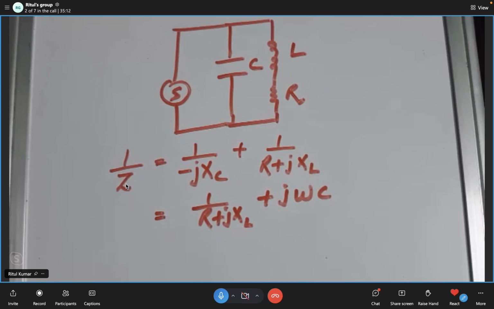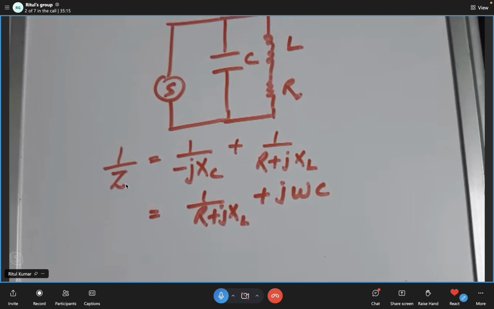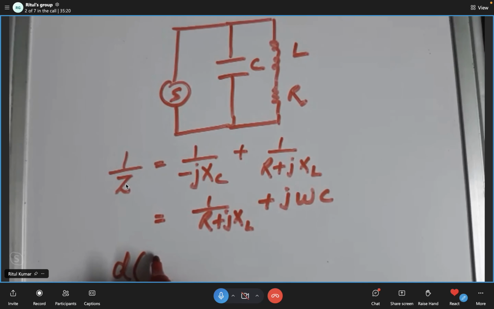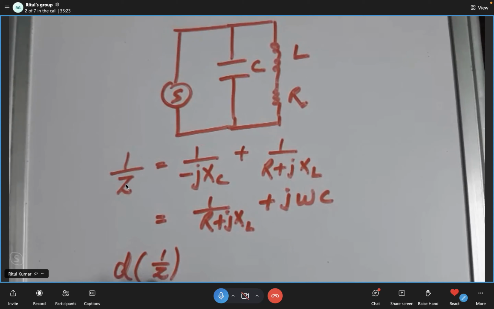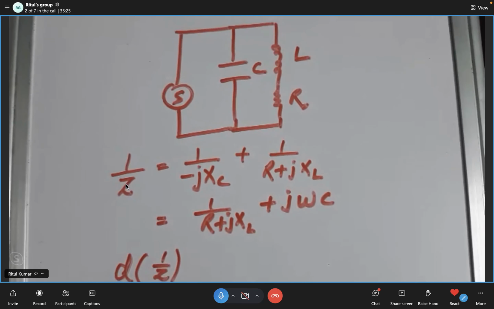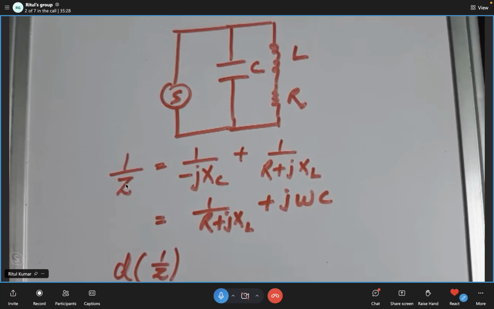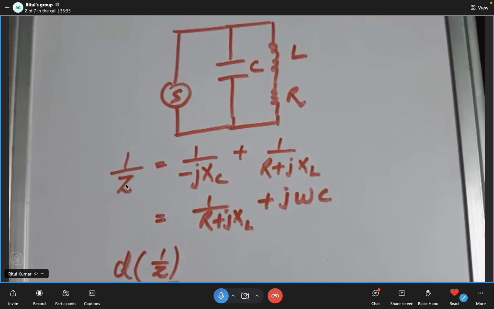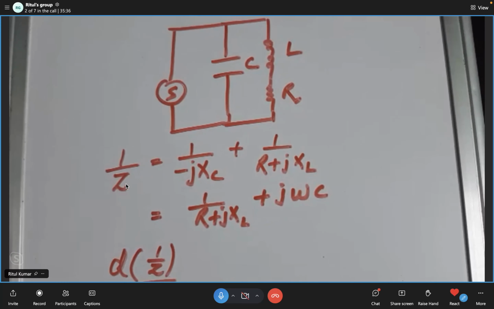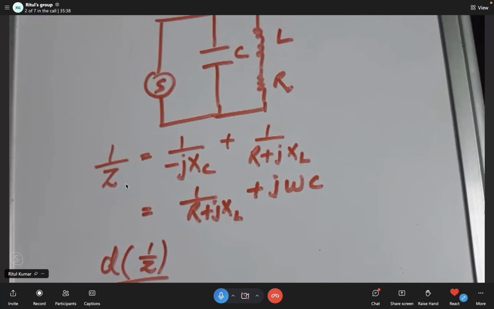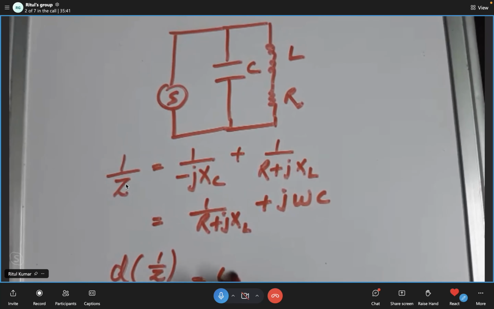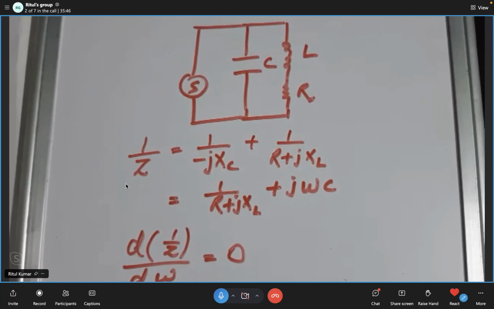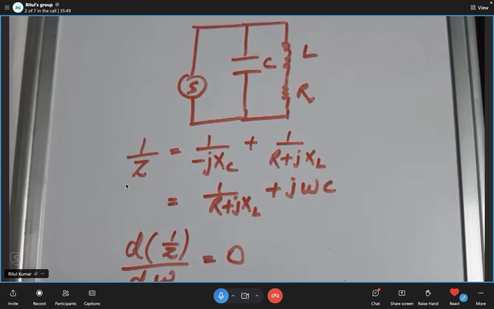Now for resonance, what we have to do, Vasudev? For resonance, impedance should be minimum, right? Yes, sir. So just differentiate this and set its first derivative equal to 0. Differentiation with respect to omega, right? You can do it for either Z or 1 by Z. If impedance is minimum, then 1 by Z should be maximum, correct? In either case, you have to equate to 0, right? Yes, sir. Okay, you get from here what? Please let me know.